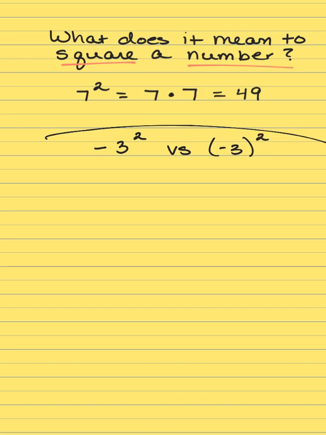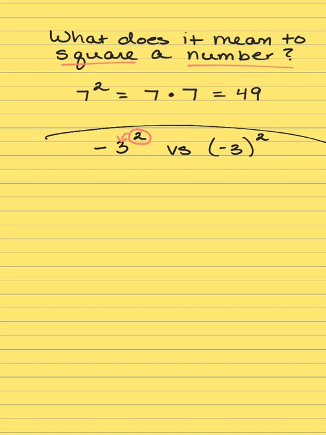Remember two things here. Parentheses are a grouping symbol, which means whatever is inside the parentheses has to stay together. And the other thing I want you to remember is that exponents only see what they are directly attached to. So in this first problem, there are no parentheses, and the exponent of 2 only sees what it is directly attached to, which is the 3. This 2 does not see the negative sign. Only the 3 is being squared.